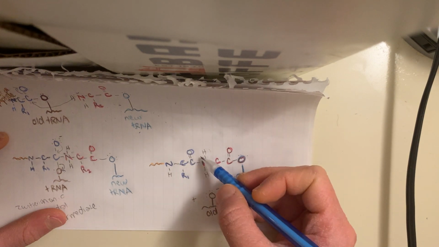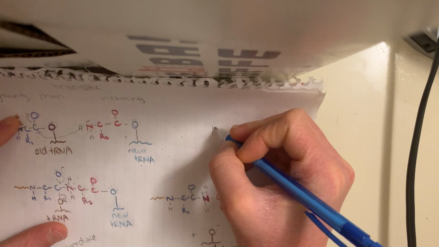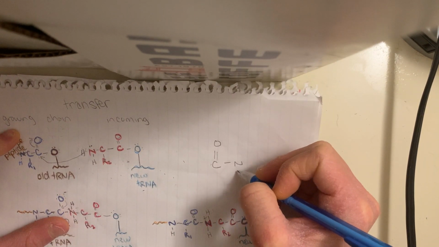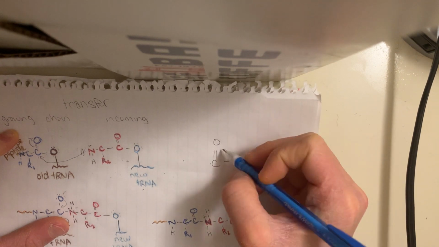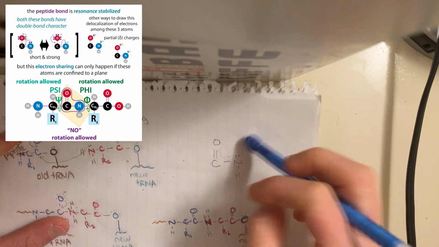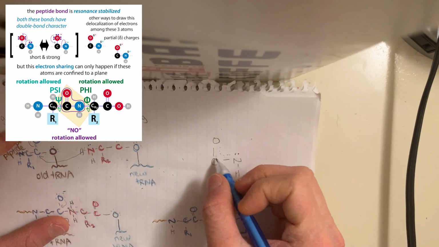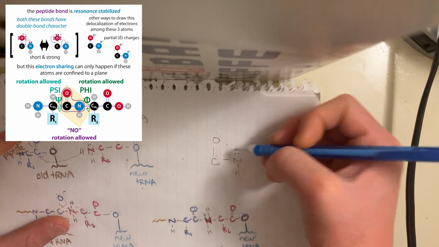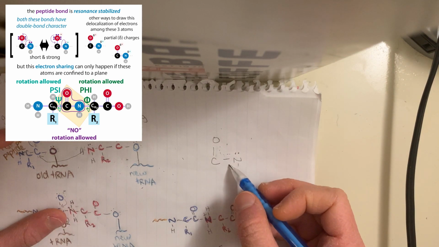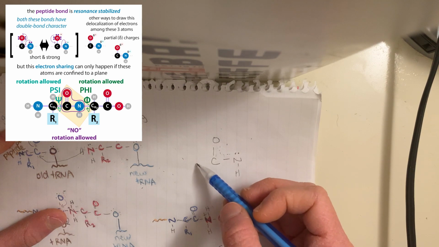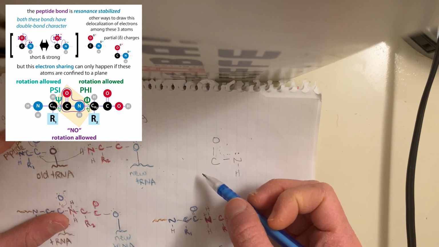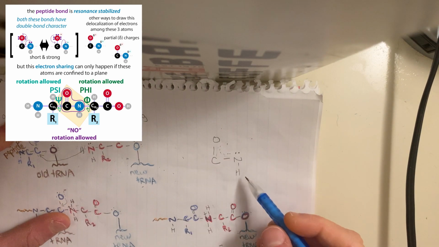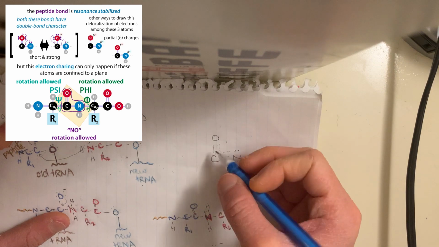So this lone pair, you're going to actually have resonance stabilization between these. So you have partial double bonded character of both of these with the sharing of these electrons, and that's going to provide stability for the backbone. It's going to make the backbone sturdier and limit its rotation.